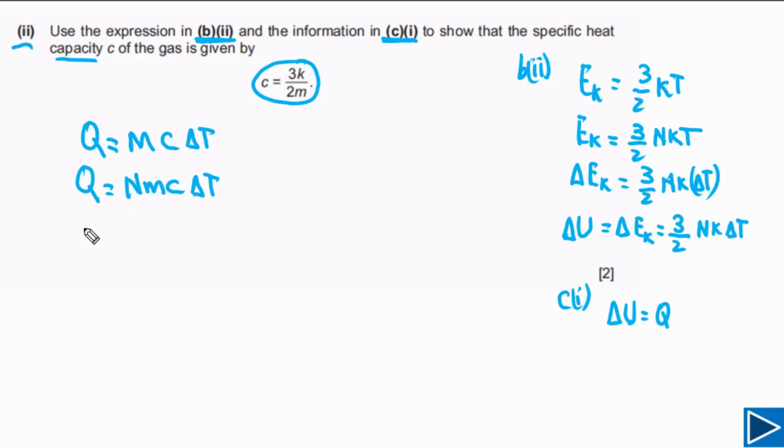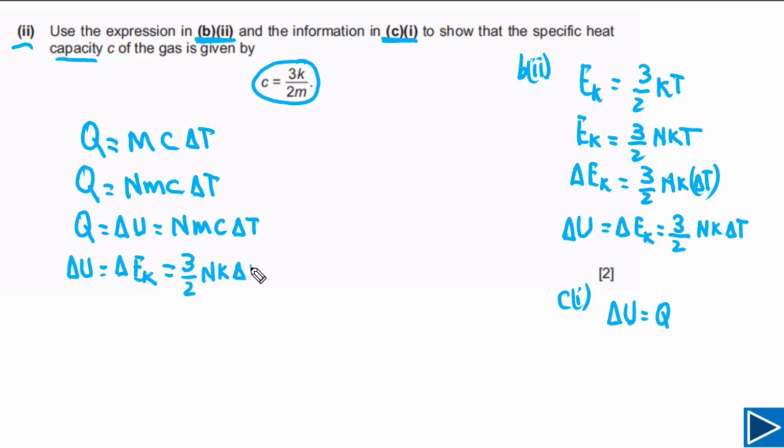But Q is equal to delta U. In part C1 we have discussed. So we can say Q is equal to delta U and this is equal to N m C delta T. But delta U is equal to delta EK. So we can say delta U, this is equal to delta EK, means increase in kinetic energy, and this is equal to 3 by 2 Nk delta T.